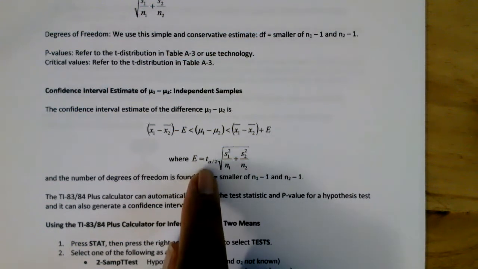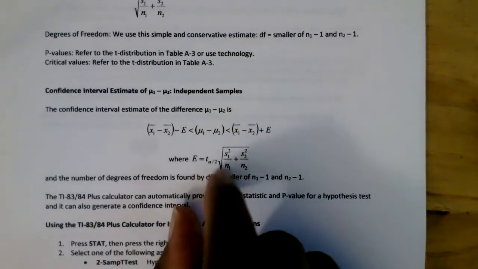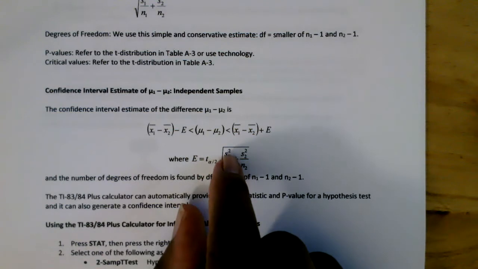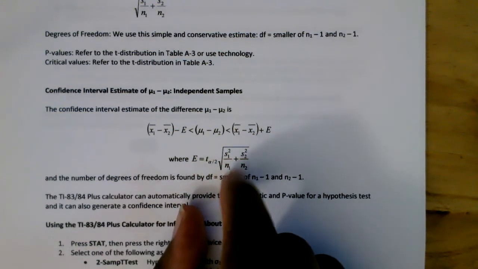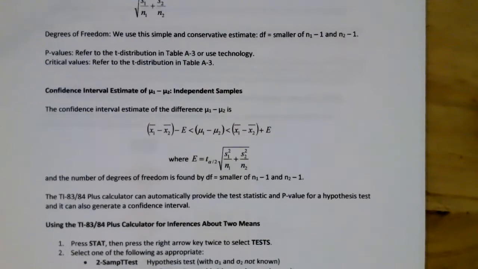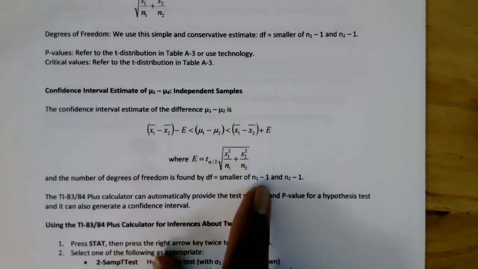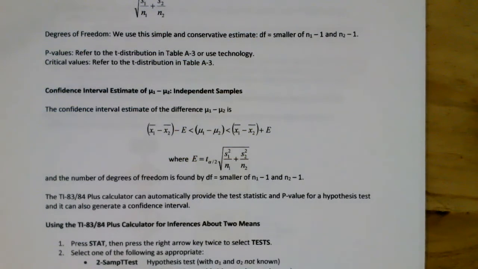To calculate the margin of error, we use this formula: T sub alpha over 2, which is your critical T value, multiplied by the square root of S1 squared over N1 plus S2 squared over N2. Those S's represent the sample standard deviations, by the way. And the number of degrees of freedom is found by taking the smaller of N1 minus 1 and N2 minus 1.